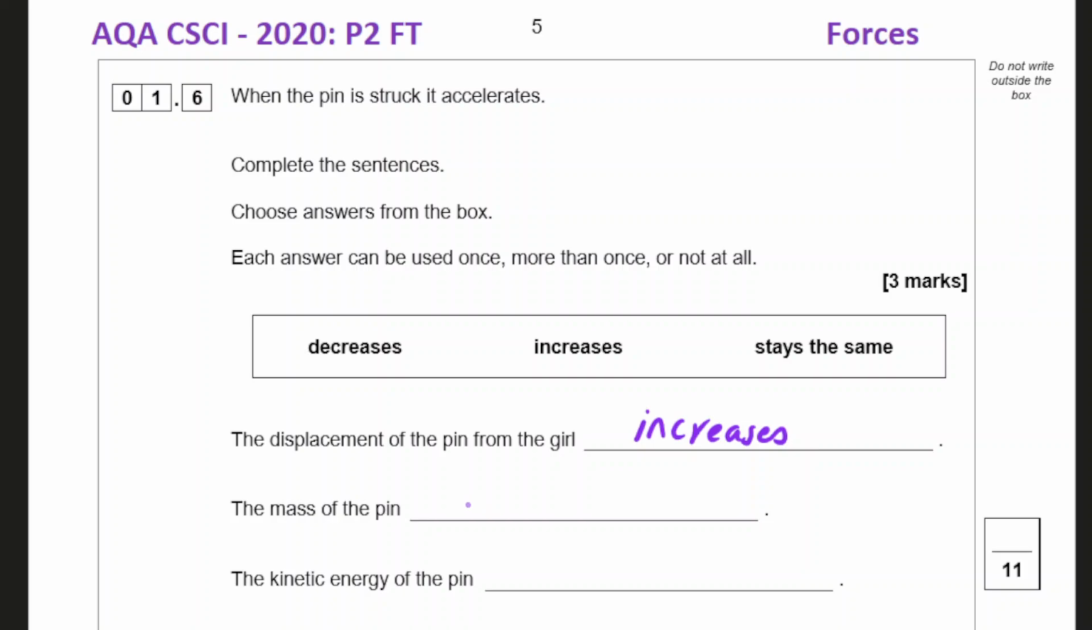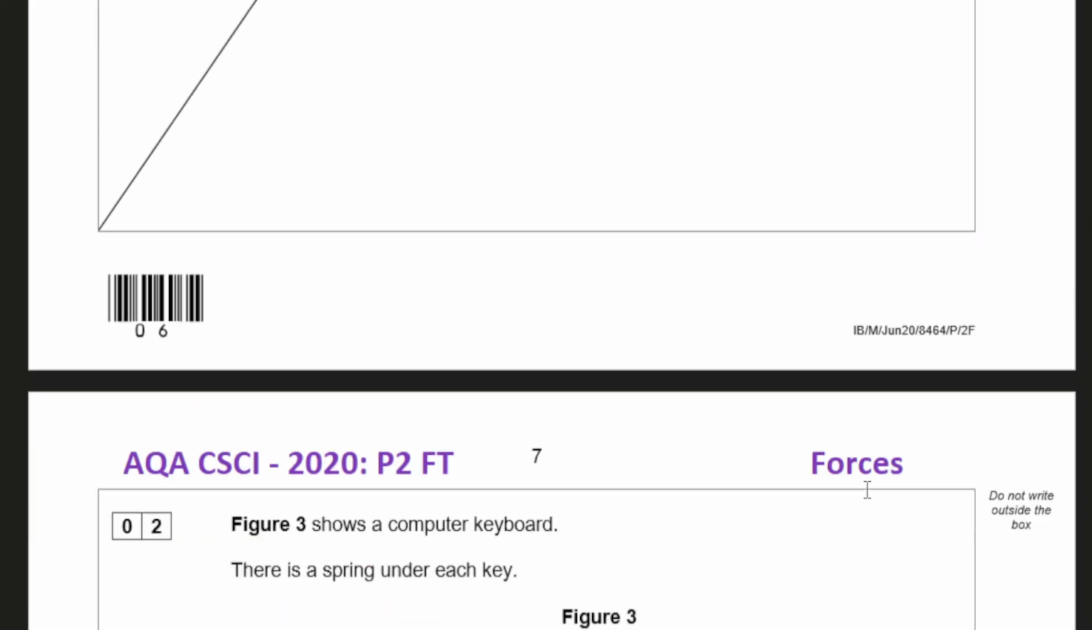The mass of the pin is not going to change, so it stays the same. The kinetic energy of the pin, once the ball hits the pin, it's going to speed up, so that also increases. That brings us to the end of question number 1. Let's have a look at question number 2.